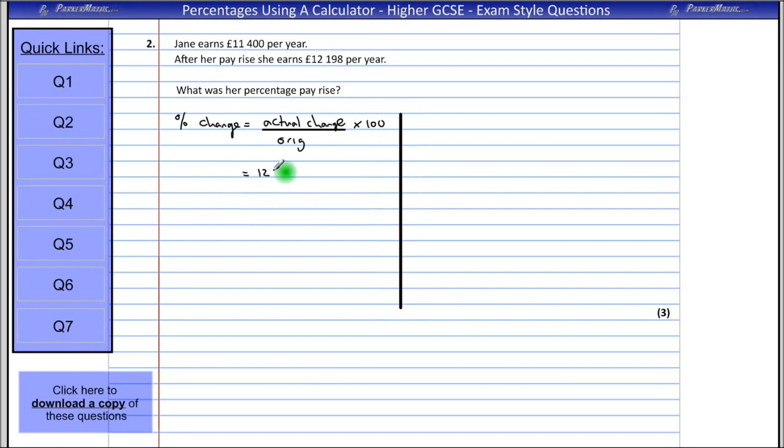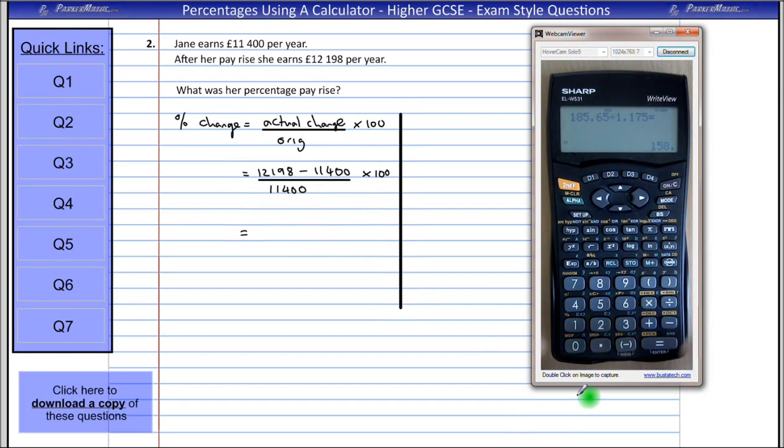We've got 12,198 minus 11,400, and we'll divide that by our original amount, which is 11,400, and then we'll multiply the whole thing by 100. So we can get our calculator to do that all in one go. Let's put a fraction in: 12198 minus 11400 divided by 11400, and then multiply the whole thing by 100, we get 7%.